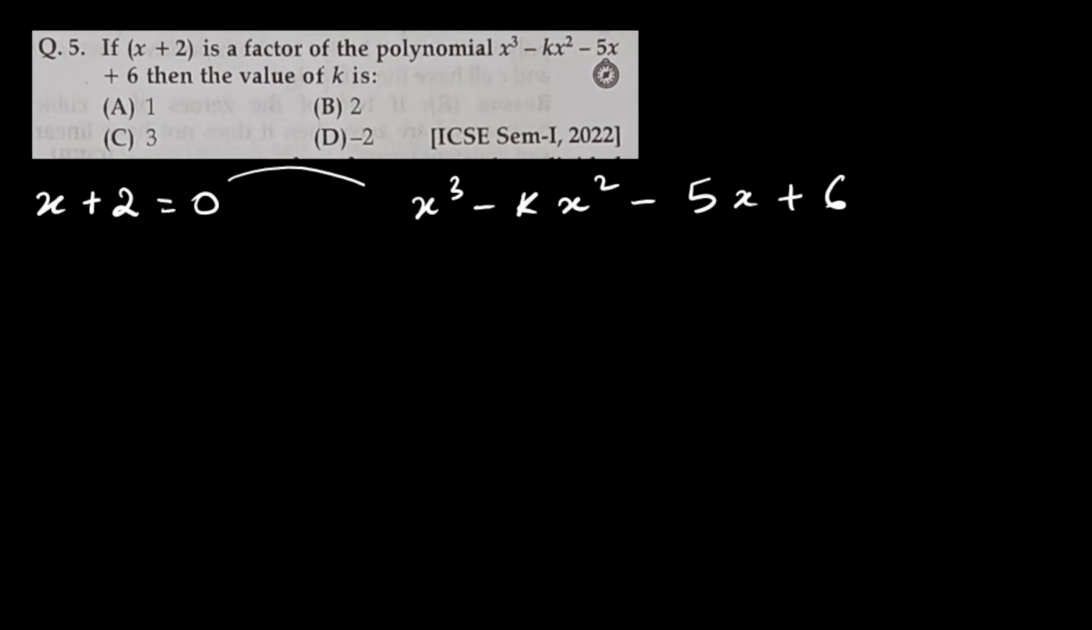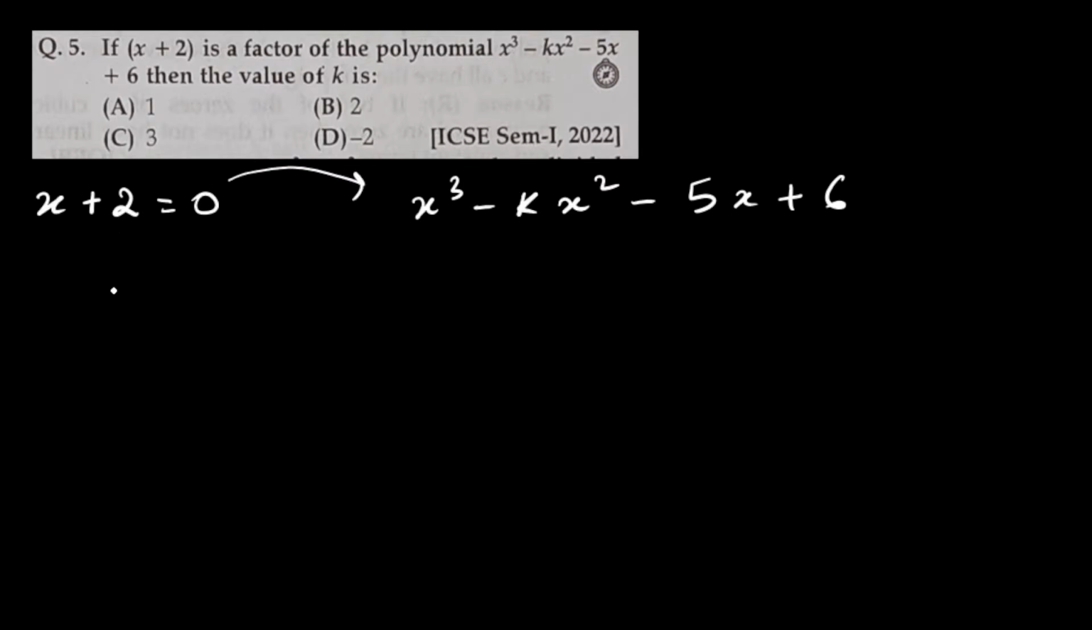Again, same type of question. Only thing is here the linear polynomial is x plus 2. Now this x plus 2 is a factor of another polynomial, which is x cube minus kx square minus 5x plus 6. Same thing we will do. From the linear polynomial, where the degree of the variable is 1, we will find the value of the variable by equating it with 0, and that value of the variable we will substitute in the other polynomial.